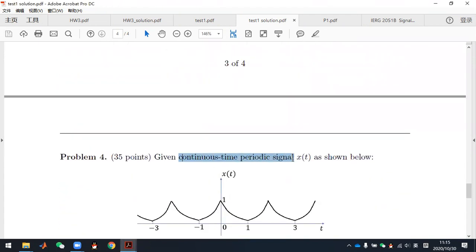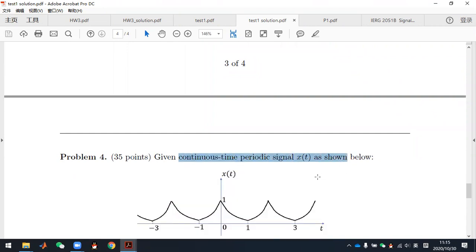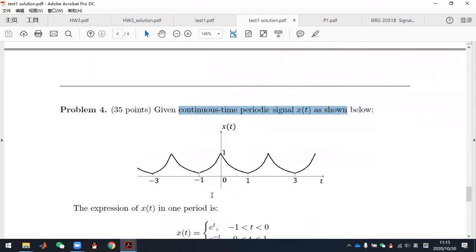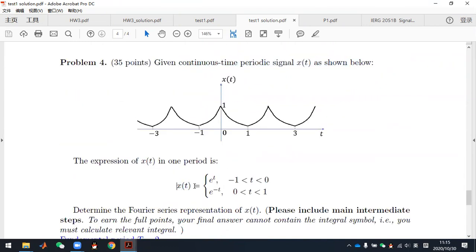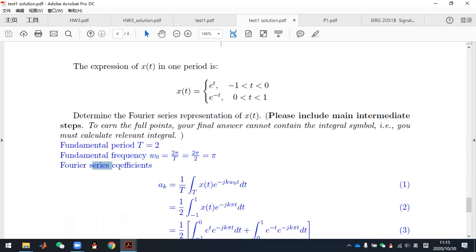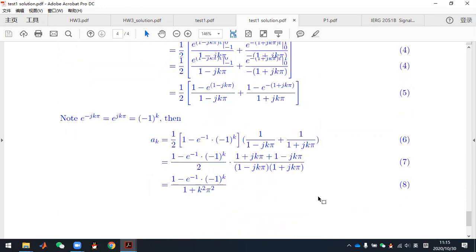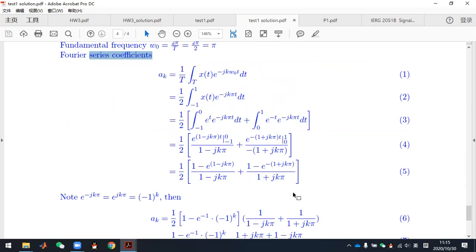This is a continuous time periodic signal. x of t is like this one, and determine the Fourier series representation, the fundamental period, the fundamental frequency, and the Fourier series coefficients. We can obtain the result in this way. I think this is enough.